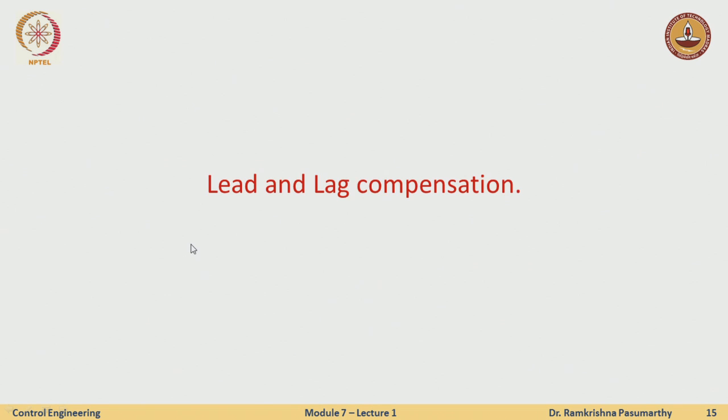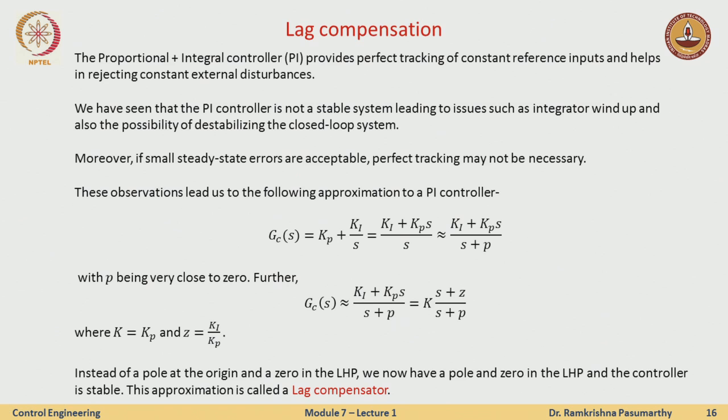Okay. Now, this brings us to some kind of approximation of these PID controllers, which are in the text referred to as lead and lag compensation. Okay. Now, let us start with a lag compensation, which essentially is an approximation of a proportional plus integral controller. A PI controller, well, I know, provides perfect tracking for constant reference inputs and helps in rejecting constant external disturbances. We have said this repeatedly, we will keep saying this over and over, right.